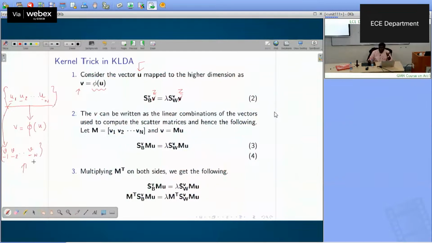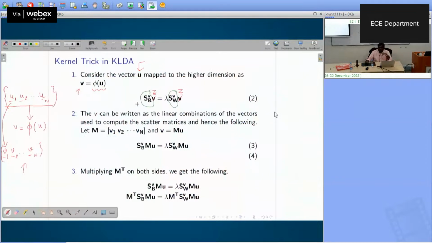So I can find out what? The between class scatter matrix, and then the within class scatter matrix, just like what we did for LDA, right? So those vectors are this, those matrices are this: the between class scatter matrix and then the within class scatter matrix.